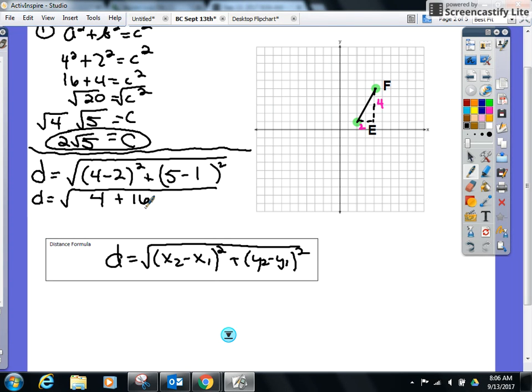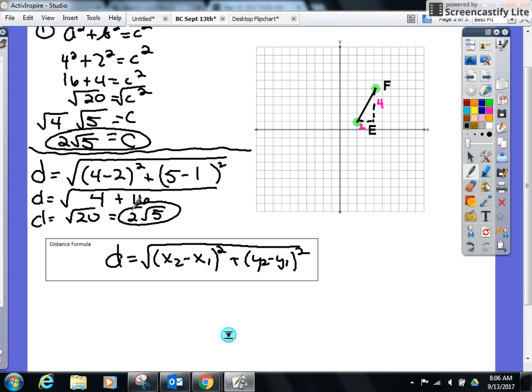What I don't want you to do, and this is a rookie mistake here, you don't square root them yet. You have to add them first, all right? Don't square root each of them. You have to add them first. So 4 and 16, 20. Oh, hey, shocker, right? 20. And then we know that breaks up. 2 square root of 5.